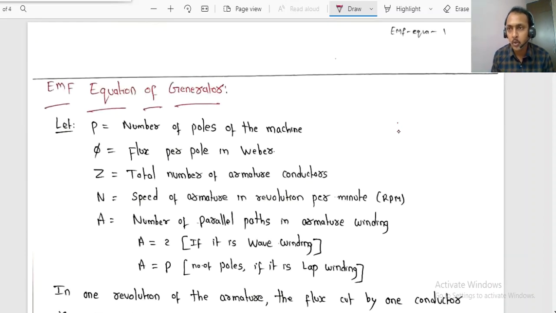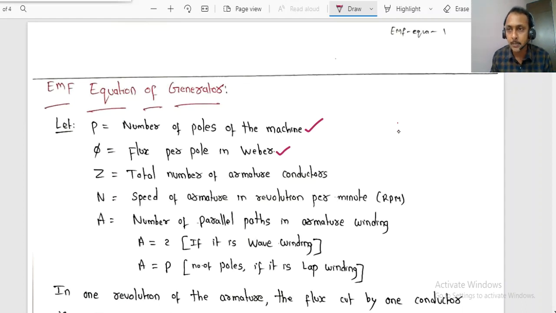Now, coming to the EMF equation of generator, let me consider P, the number of poles of a machine, magnetic poles, where we are having alternate north and south poles. And phi, the flux per pole, which is expressed in Weber, and Z, the total number of armature conductors present in the armature in the slots. And N, the speed of armature revolutions in RPM, revolutions per minute.